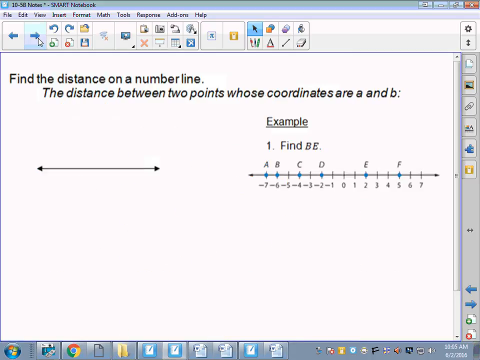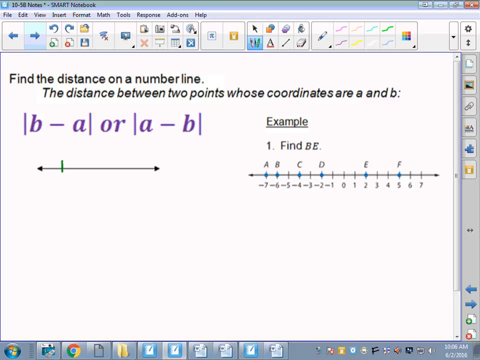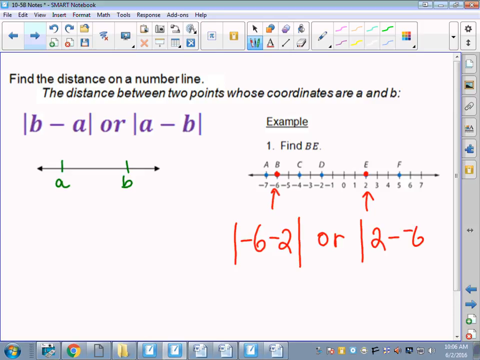All right, number line. The distance between 2 points on a number line, it's kind of a funny looking little formula. You take your 2 points A and B, and you subtract them in any order. So if this is a number line and this is point A, and this is point B, I subtract them in any order and then take the absolute value. In other words, I drop the sign. So for example, if I want to find BE, looks to me like B is here at -6, E is here at 2. So we could do either -6 minus 2 or 2 minus -6.